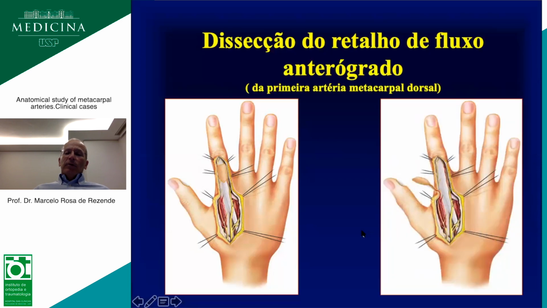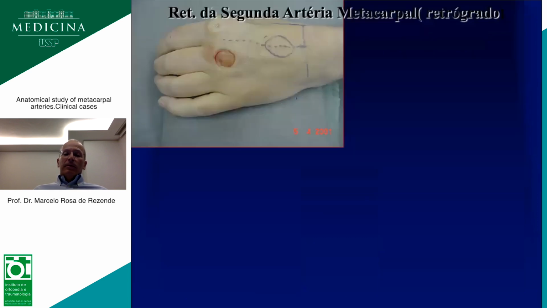The flap was rotated, and then we have the other flap that's based on the first metacarpal artery. It's known as the Kite Flap, based not only on the first metacarpal artery, but you can take a branch of the sensitive branch of the radial nerve, so it's a sensitive flap. Its especially indicated to cover the volar aspect of the thumb.